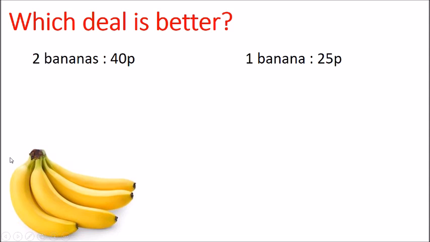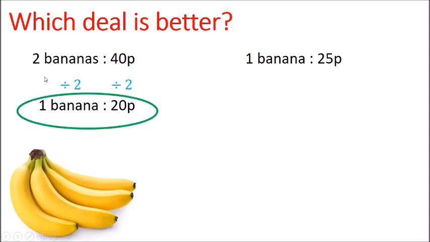So the way I'm going to do this is, instead of writing this one as two bananas, if two bananas cost 40p, I'm going to use my knowledge of proportion to work out the cost of one banana. To get from two bananas to one banana, I'm going to divide by 2, which means that 40p divided by 2 tells me that one banana in this deal costs 20p. Alright, so still, this first deal is better. It's now obvious to compare because I've got one banana in each deal.